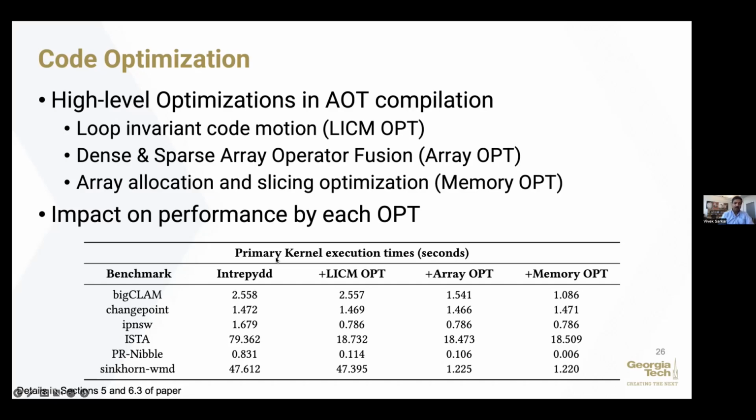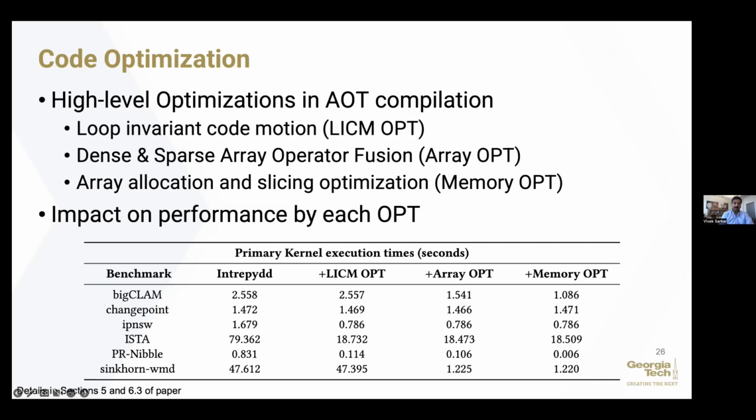And what we show over here is that the first column, Intrepid, and this is in the paper too, has the time of just generating C++ code without performing any of these optimizations. And then you see the times by adding one of these. And what's interesting is different optimizations contribute more significantly for different benchmarks. So you can see, for example, loop invariant code motion did not have much of a benefit in Big Clam or Change Point, but it had a significant benefit for ISTA.